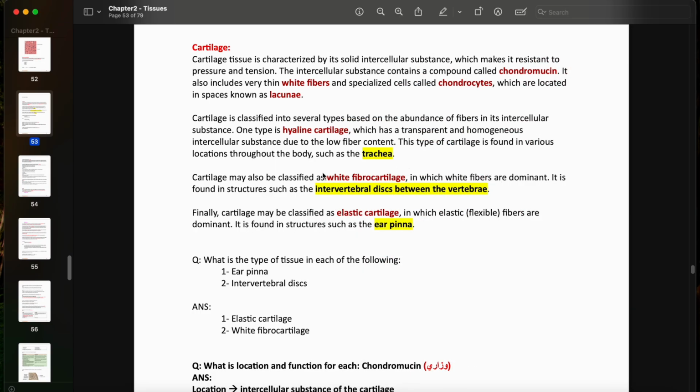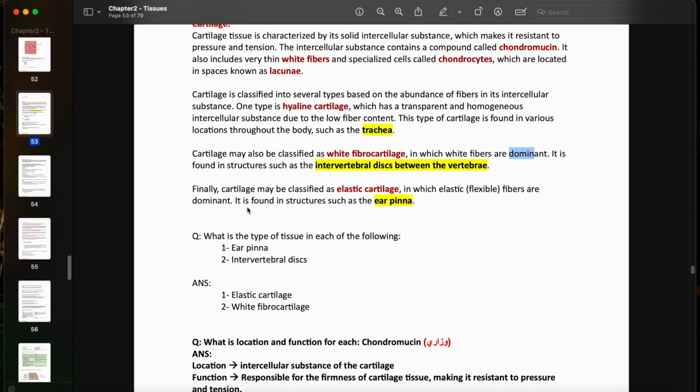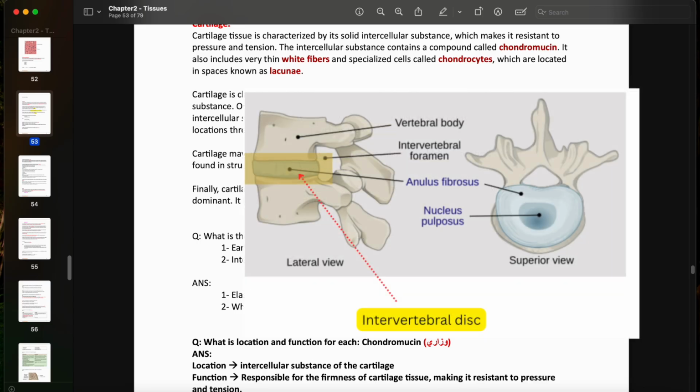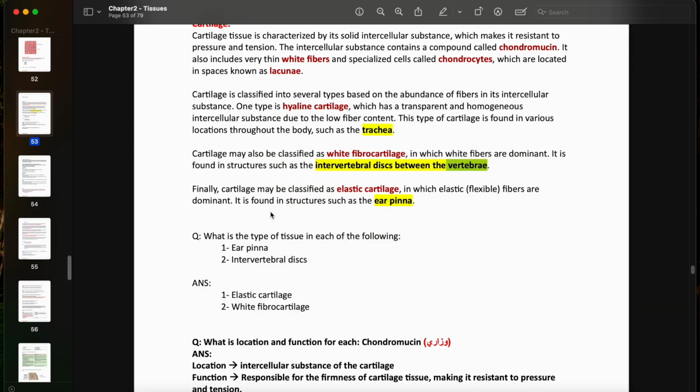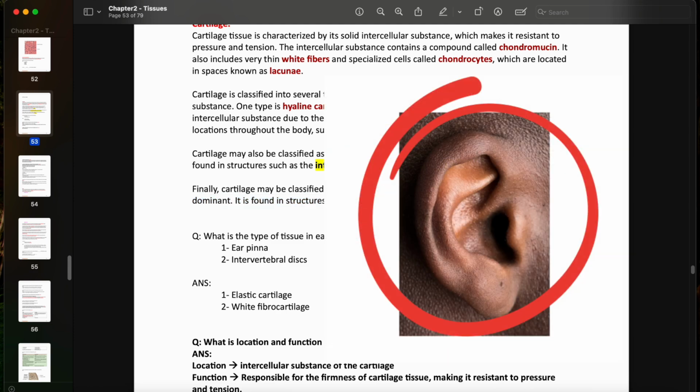Now, the cartilage may also be classified as white fiber cartilage, in which white fibers are dominant. It is found in structures such as the intervertebral discs between the vertebrae. Finally, cartilage may be classified as elastic cartilage, in which elastic or flexible fibers are dominant. It is found in structures such as the ear pinna. The ear pinna is the external ear. This is basically your external ear that you can touch right now.